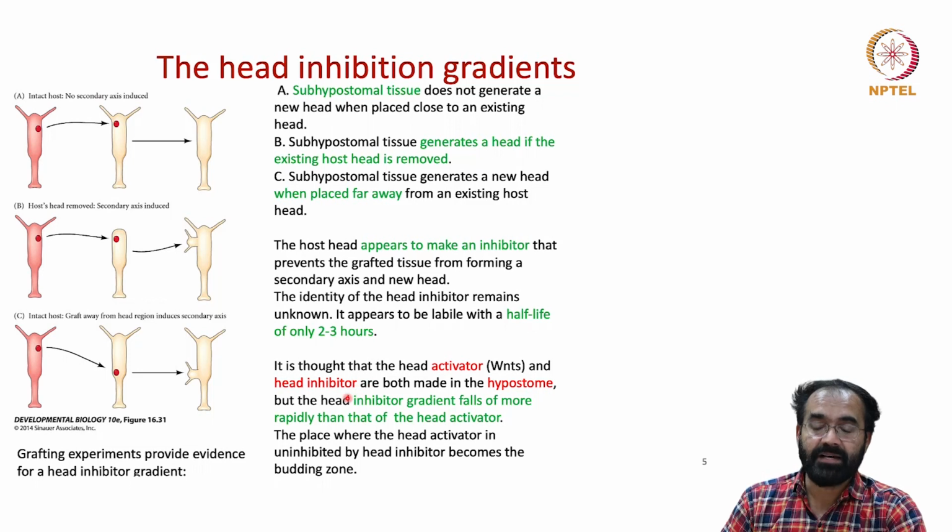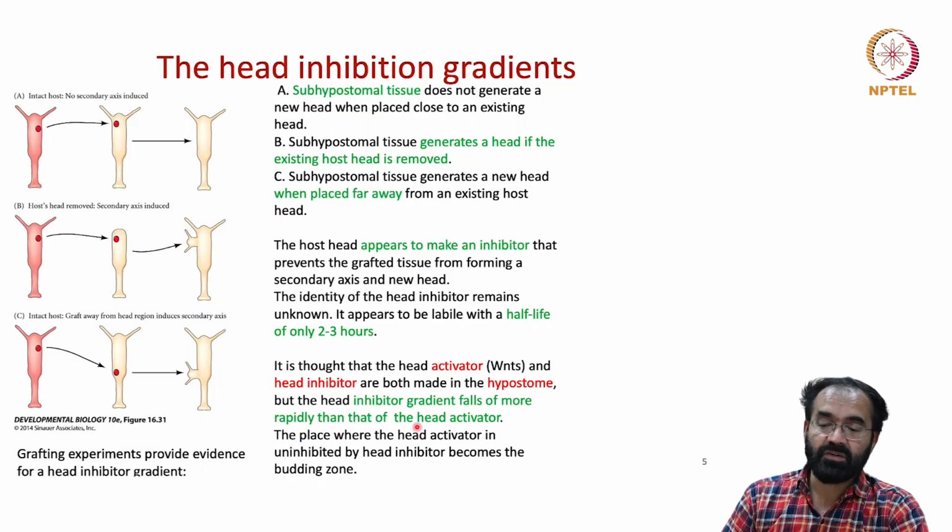It is thought that the head activator, which is nothing but Wnt, we have seen it, and the head inhibitor, which we don't know what it is. We are assuming it is a flammable or evaporatable or sublimable substance. Both are made in the hypostome. Both sources have to be from the same place. But the head inhibitor gradient falls off more rapidly than that of the head activator.